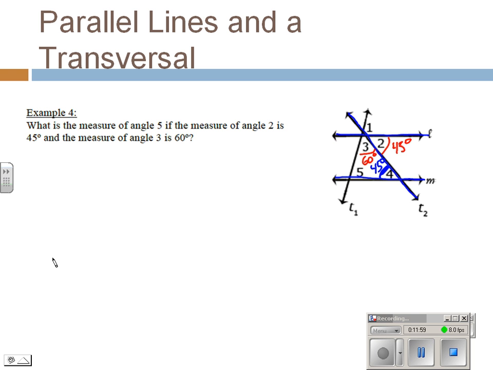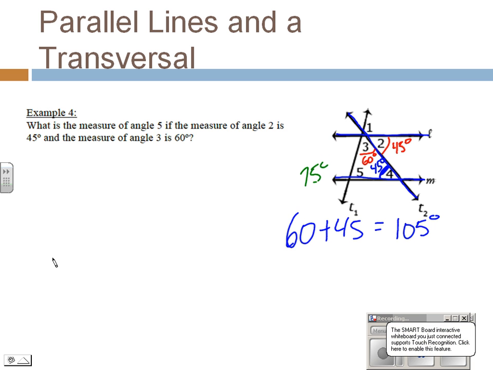If you take 60 and add 45 degrees, you get 105 degrees, which means you're left with 75 degrees for angle 5. So the measure of angle 5 is 75 degrees. If you want to check that, just add 75 plus 45 plus 60, and you'll see that you get 180 degrees. So angle 5 is equal to 75 degrees. And I believe that's the last example.